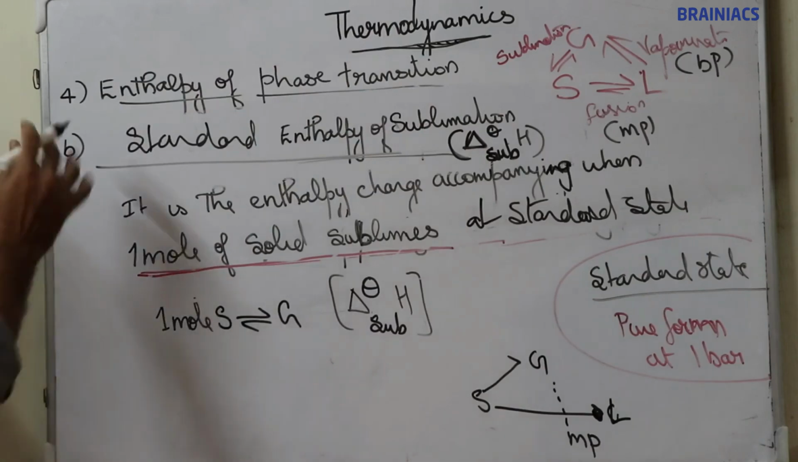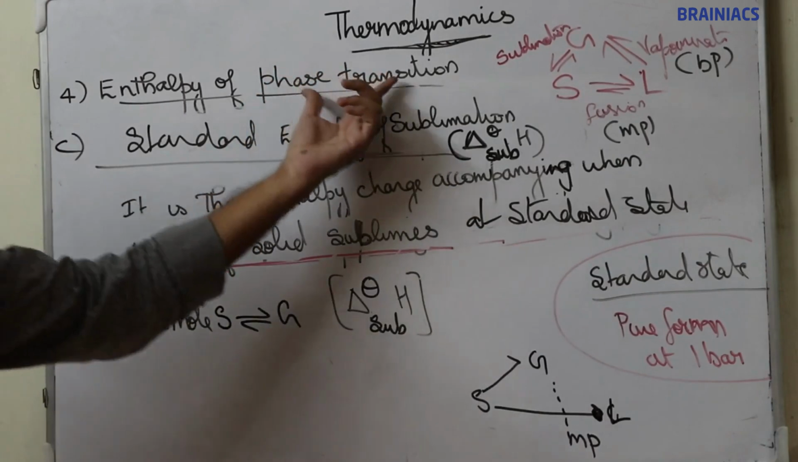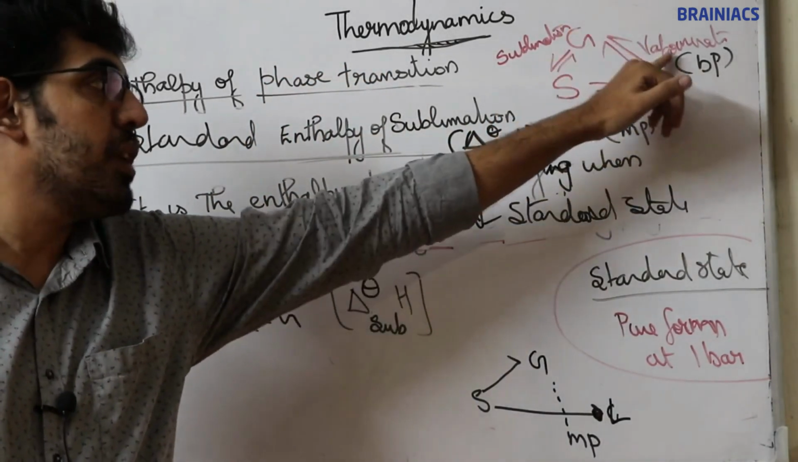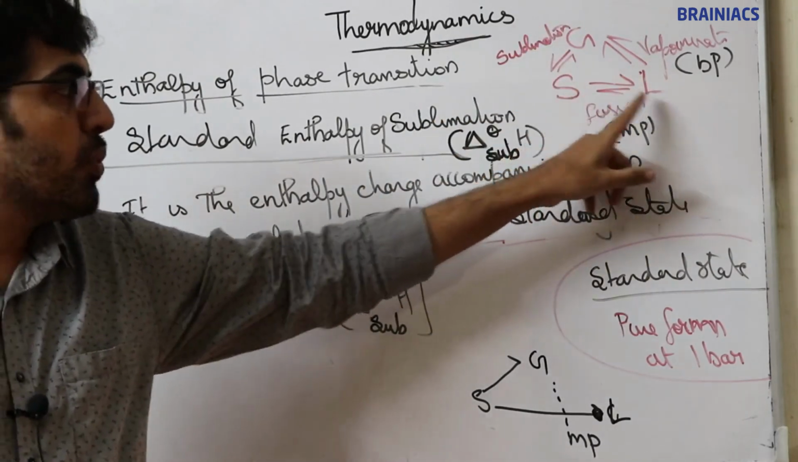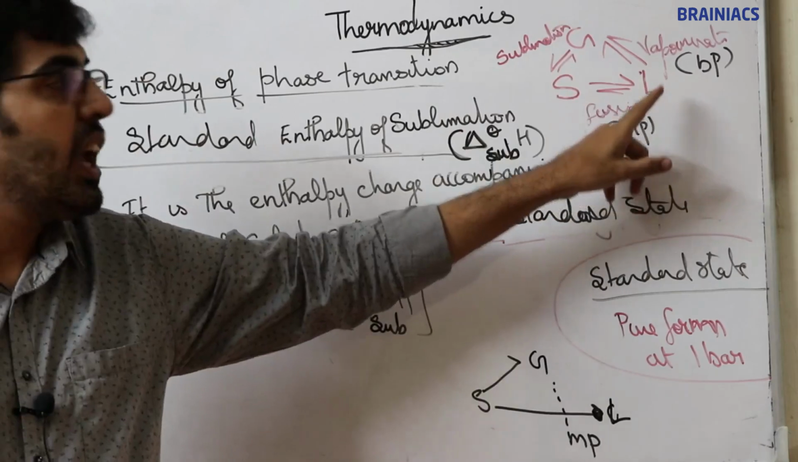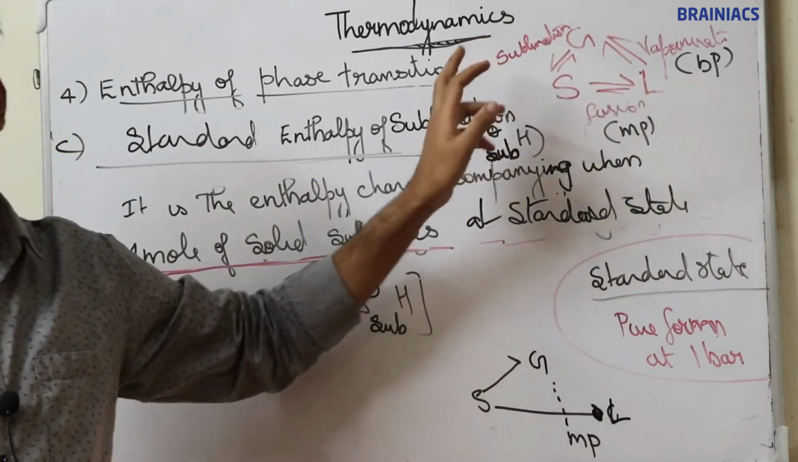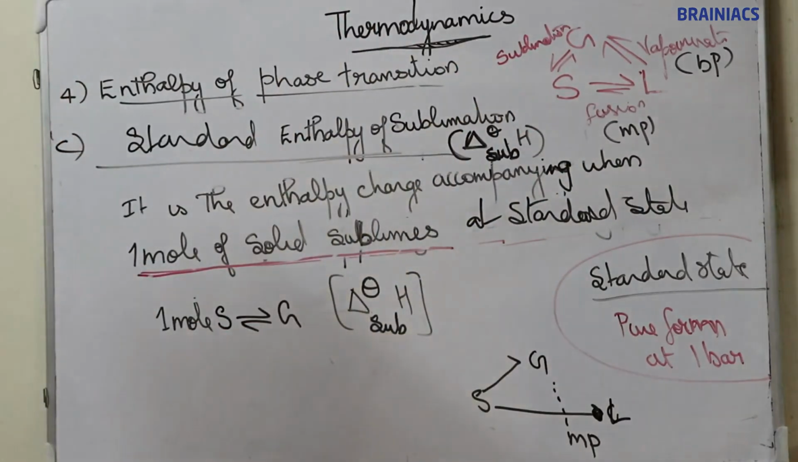So this is the third one. Phase transition reactions are of three types: solid to liquid, the fusion reaction; liquid to gas, the vaporization reaction; and solid to gas, the sublimation reaction. Enthalpy change during the fusion reaction is known as enthalpy of fusion, during vaporization as enthalpy of vaporization, and during sublimation as enthalpy of sublimation. I think it's clear. Moving on to the next one.